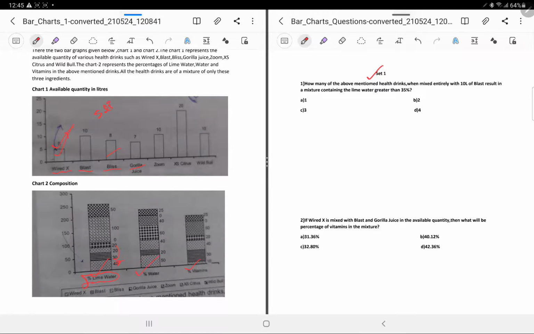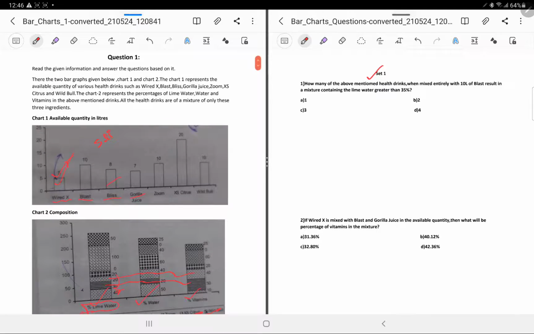So this is for Wired X. They have used different shading for these drinks. This is for the Blast, this is for Bliss, and all this. Okay, so we are able to get the graph. The first important thing is that you should be able to get the graph, what is the information given and what is the relation.